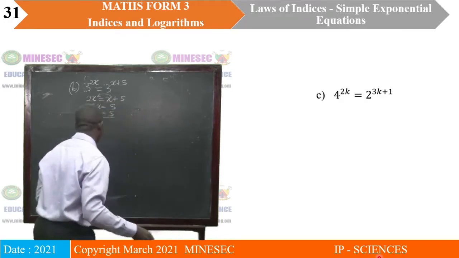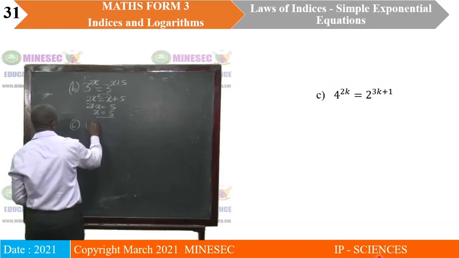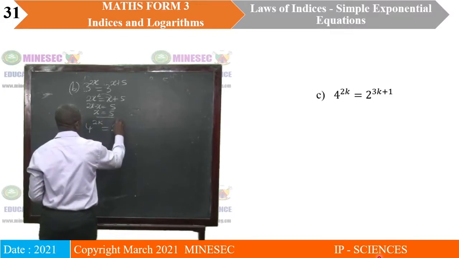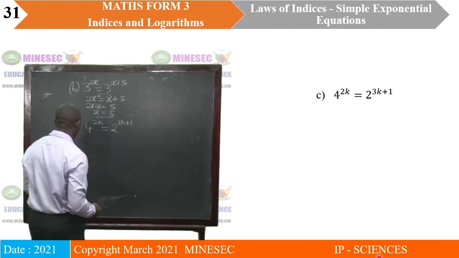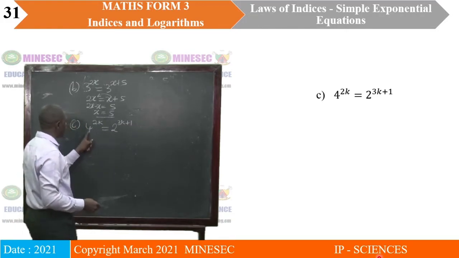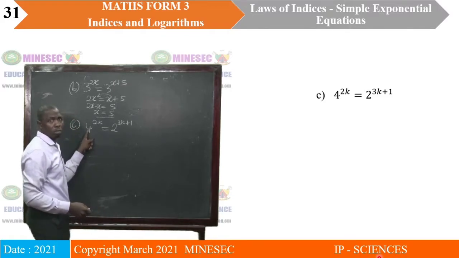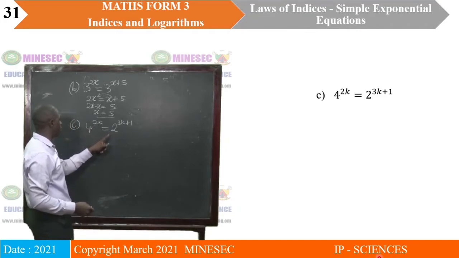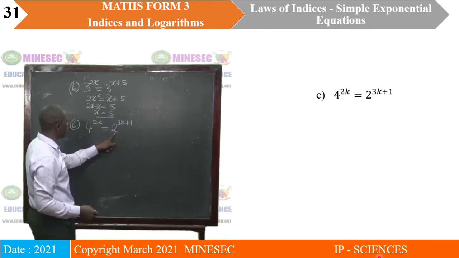So we have 4, that is our C, 4 raised to the power 2k being equal to 2 raised to the power 3k plus 1. So we have numbers expressed in index form, but their bases are not equal. So could we make any of these bases to be like the other? 4 is bigger, so we could express 4 in terms of 2, on the base 2.